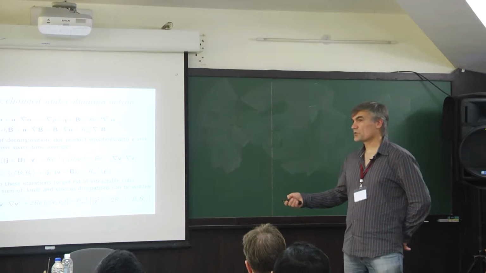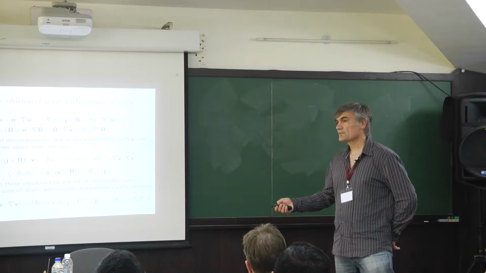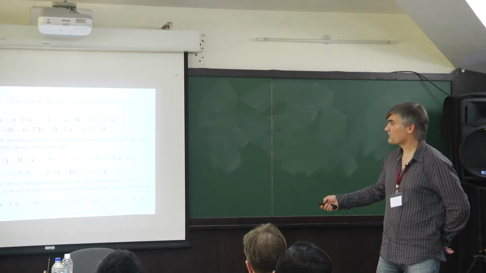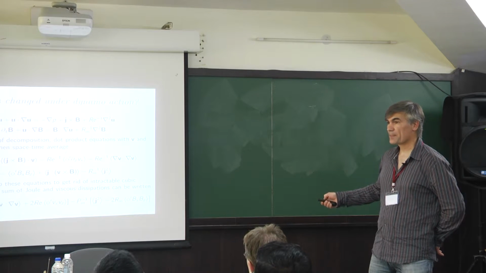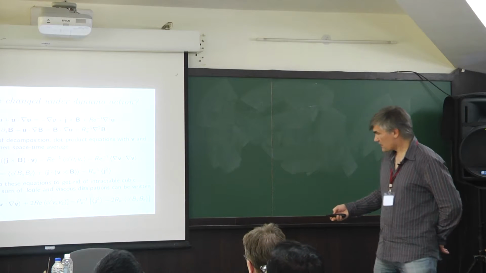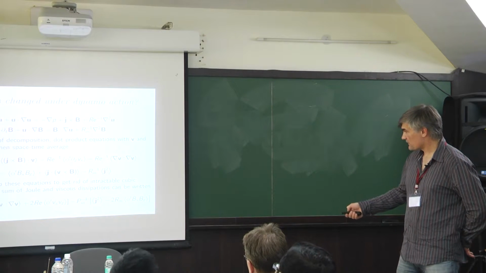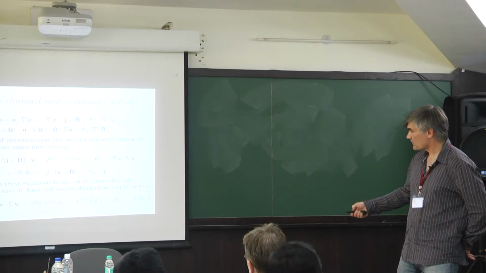There is no background profile for the magnetic field. It's just a background profile for the velocity. So B is still the full magnetic field. So now I will concentrate on that bracket, how to make it always positive.